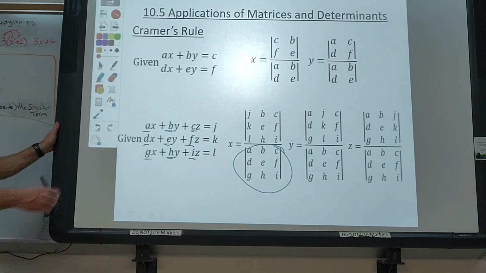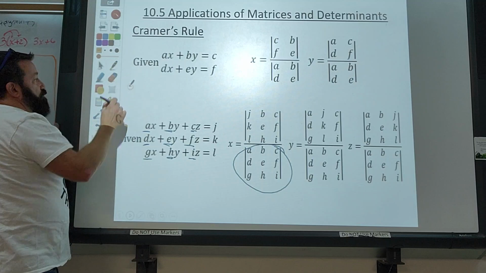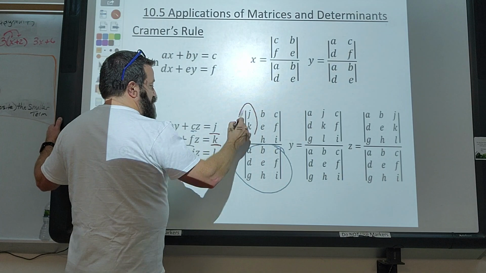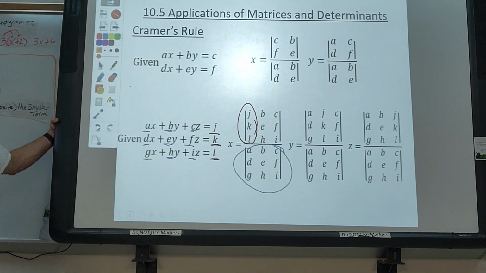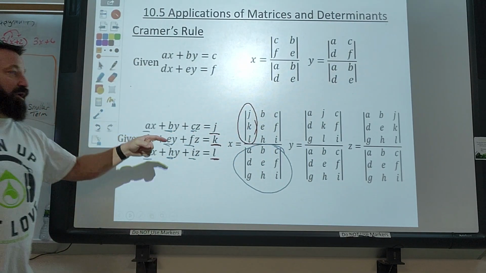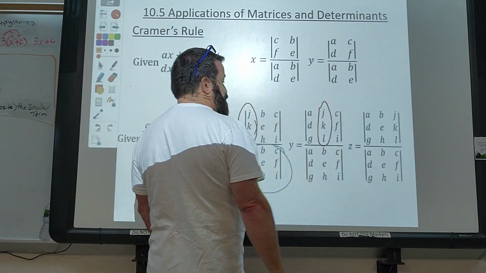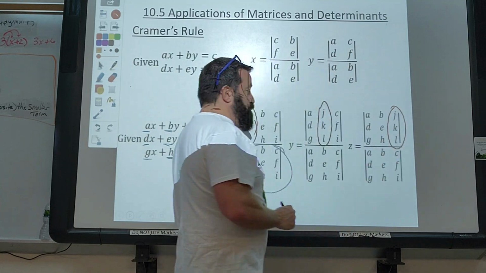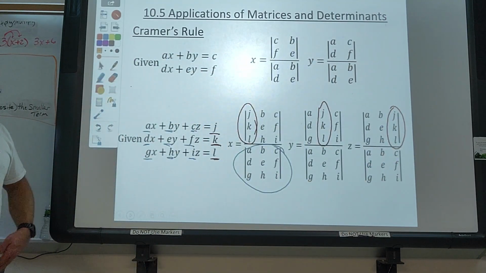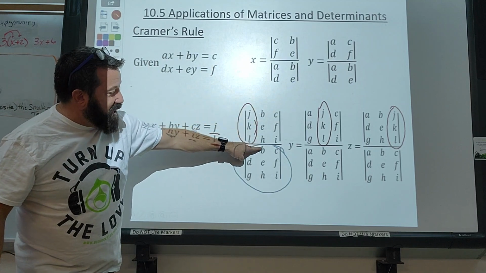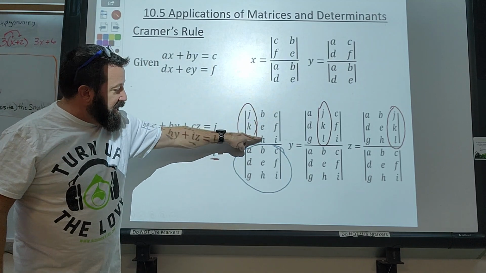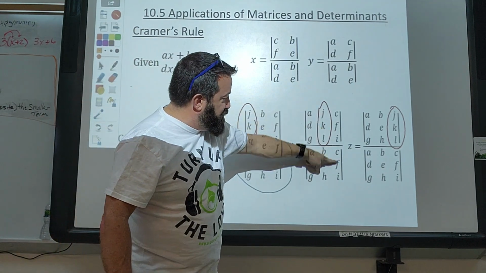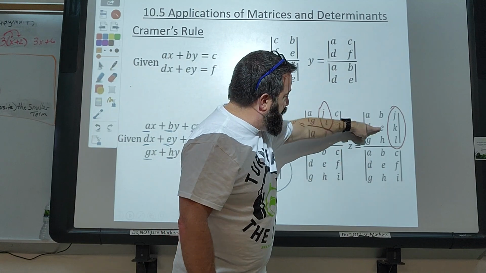The second thing I would have you note, which I always remember, is that the J, K, L, the constants on the other side, are in the first column, or the X column, when you're solving for X. They're in the second column, the Y column, when you're solving for Y. And they're in the last column, the Z column, when you're solving for Z. Other than that, the letters on top are exactly like the column right below it: B, E, H; C, F, I; A, D, G; C, F, I; A, D, G; B, E, H.